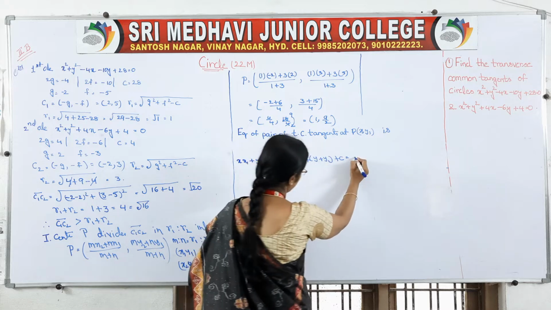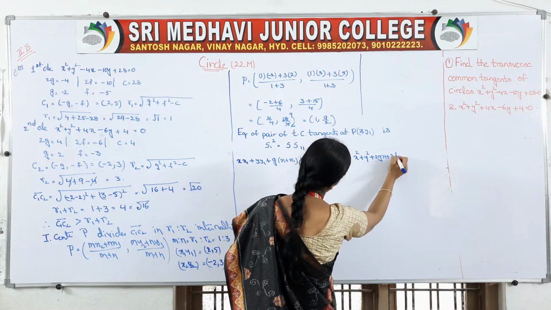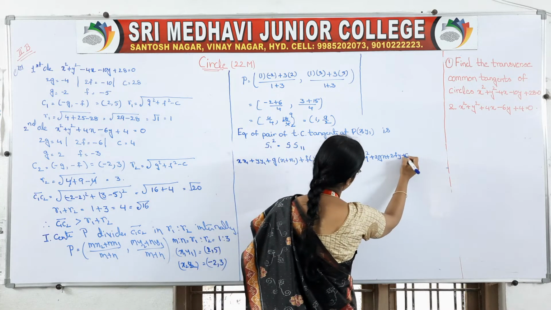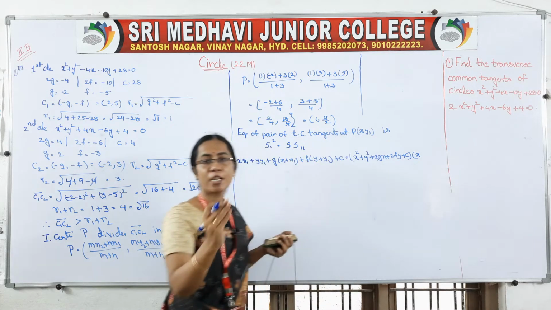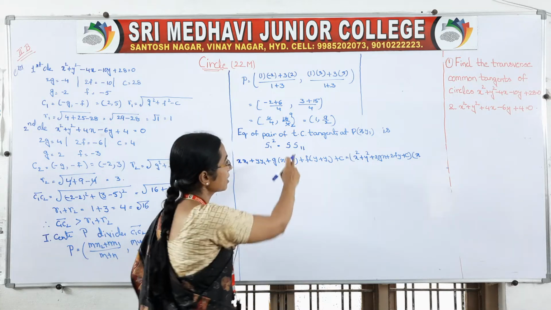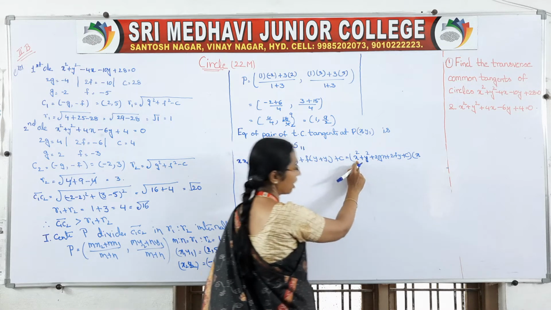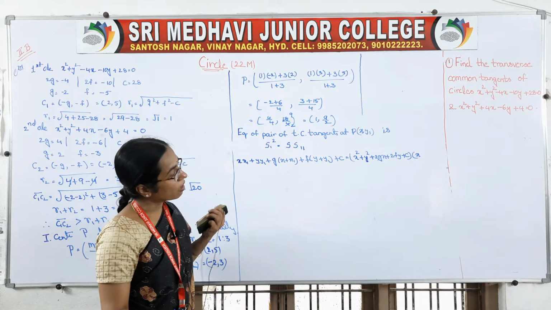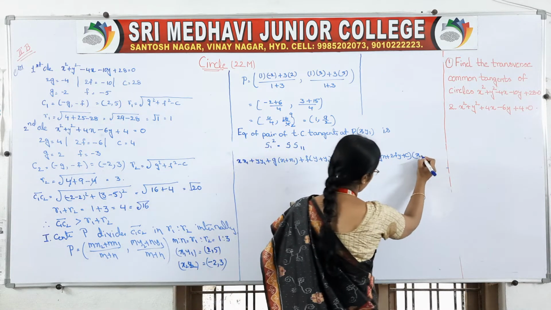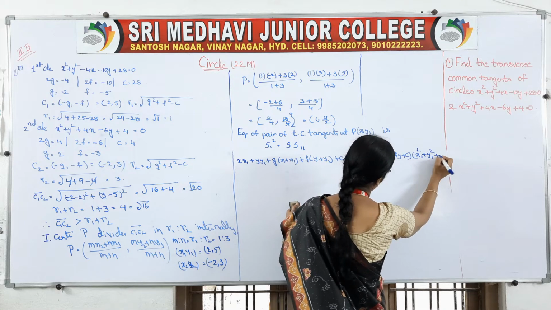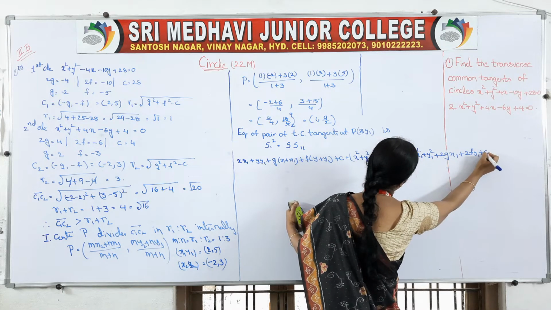What is your S? S is the normal general form, x square plus y square plus 2gx plus 2fy plus c. And what is your S11? Whenever we take x1 in the place of x and y1 in the place of y, that is called S11. In the general circle equation, wherever x is there, we take x1, and wherever y is there, we take y1. Then you will get your S11, that is x1 square plus y1 square plus 2gx1 plus 2fy1 plus c.